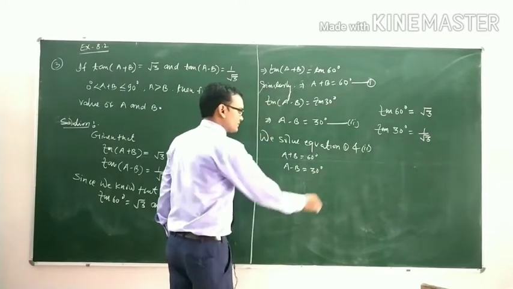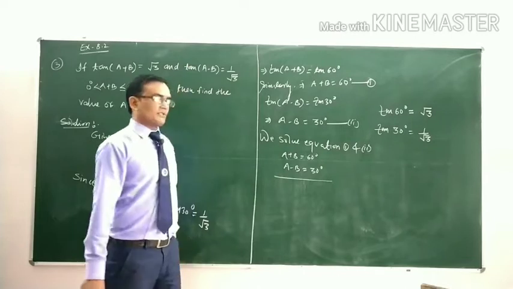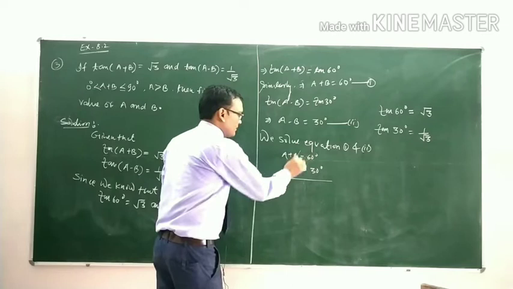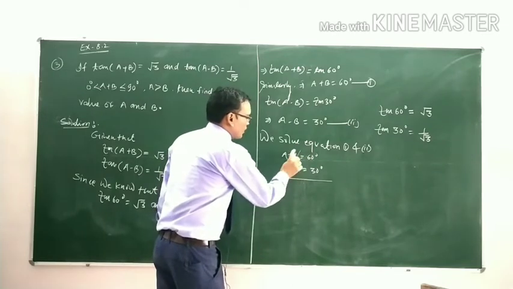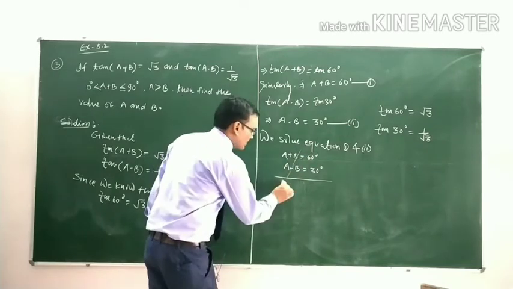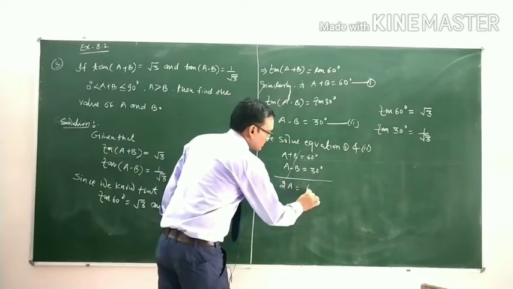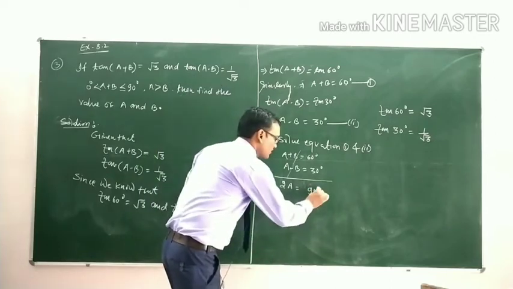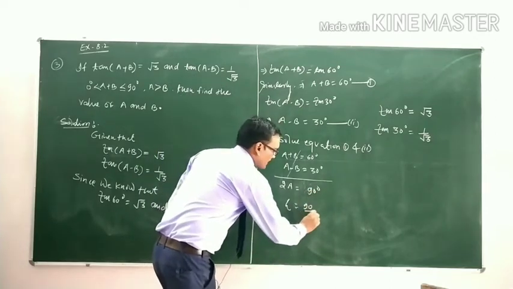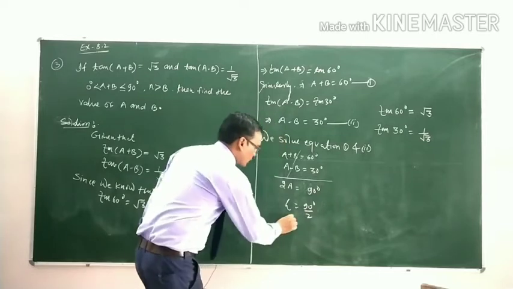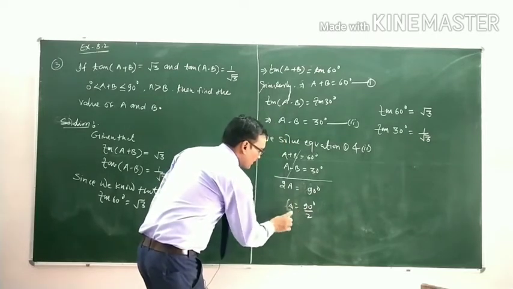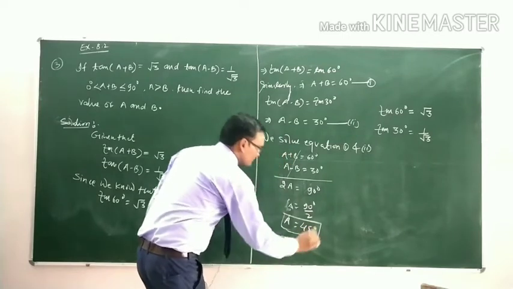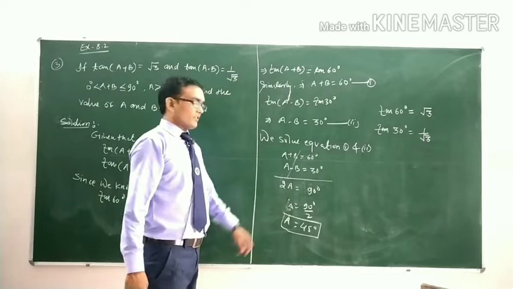Okay students, we solve the equations by the elimination method. Here B is positive and here B is negative, so they cancel. 2A equals 60 plus 30, which is 90, and A equals 90 degrees upon 2. Then A equals 45 degrees.